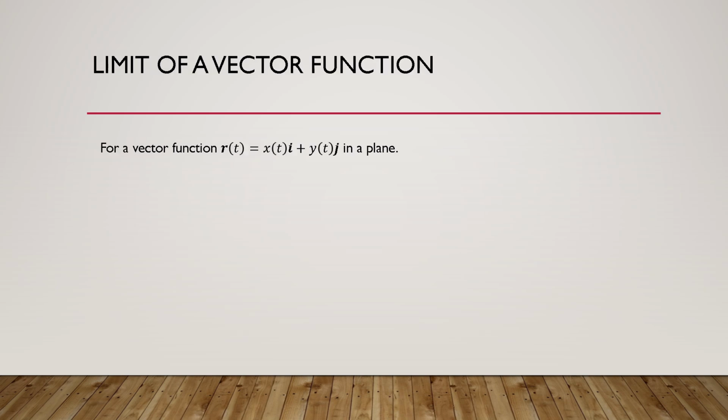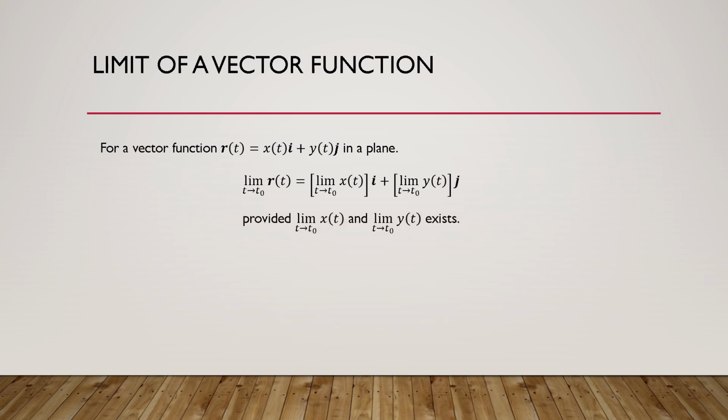For a vector function, r of t equals x of t i plus y of t j in a plane, the limit as t approaches t sub 0 of r of t equals the limit as t approaches t sub 0 of x of t times i plus the limit as t approaches t sub 0 of y of t times j, provided the limit as t approaches t sub 0 of x of t and the limit as t approaches t sub 0 of y of t exist.